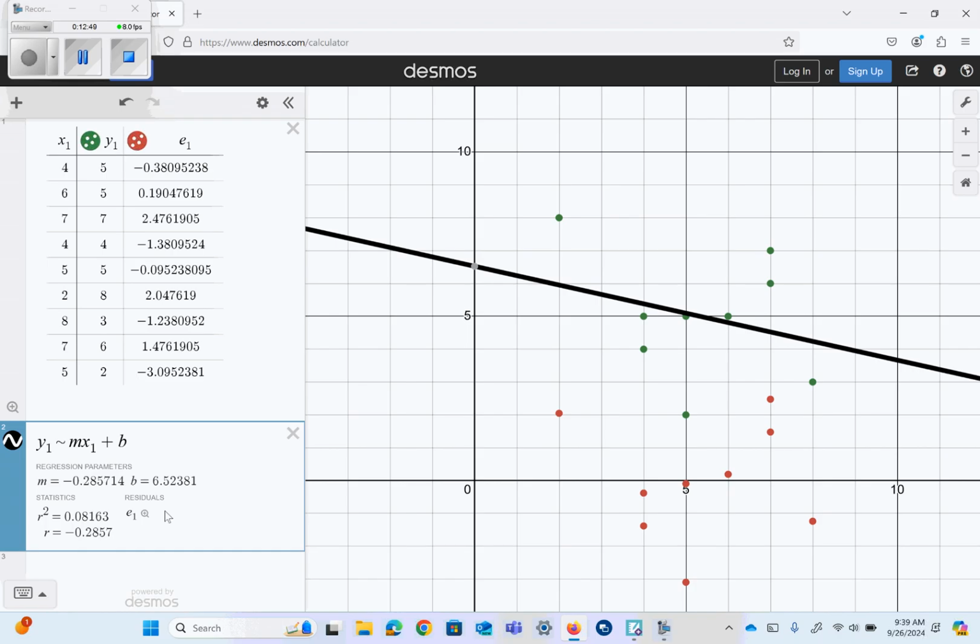And I will tell you, friends, doing a dot plot or a scatter plot by hand and figuring out the residual based on your line of best fit, it is the most tedious, ugliest thing in the world. Let's give Desmos an applause. I mean, hey, they're taking care of us.